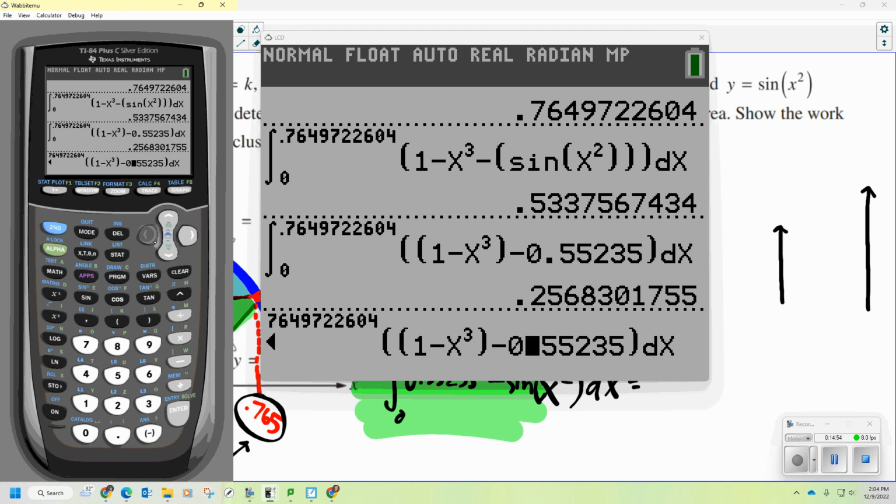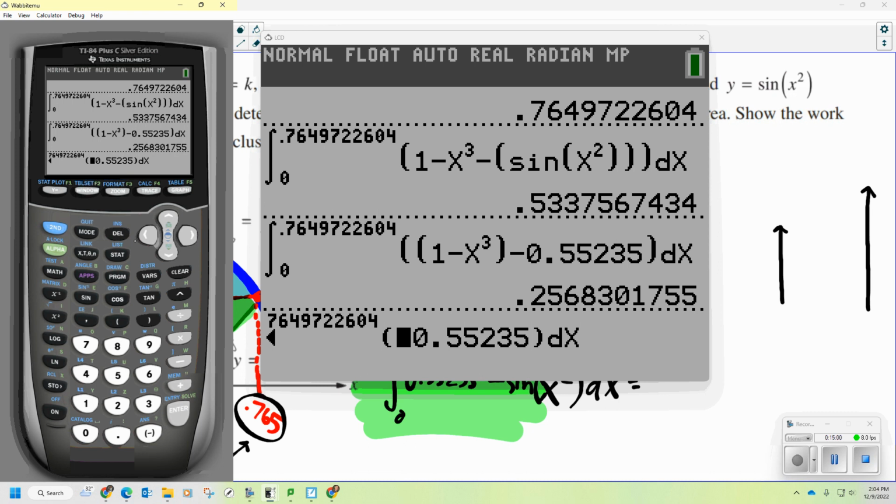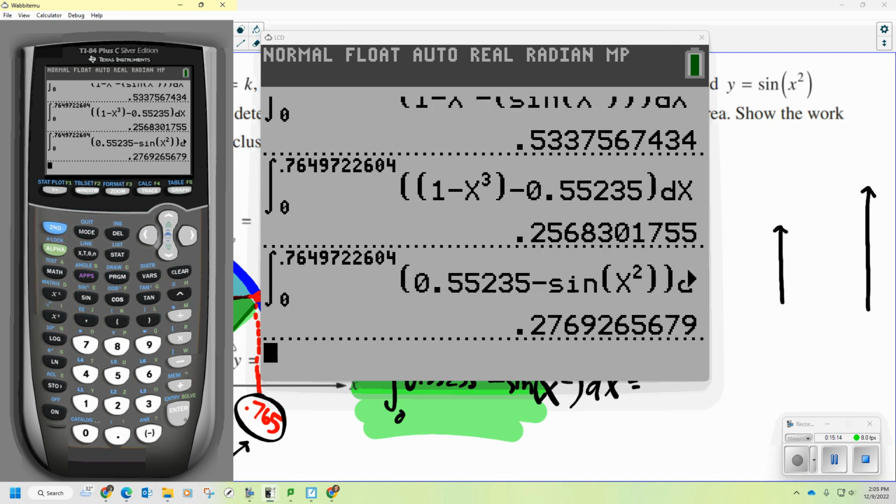I'm just going to go back here and delete these. Delete, delete, delete, delete, delete, delete, delete, delete. This is the bigger function minus the smaller function, which is the sine of x squared dx. Those are close to being the same, but those aren't the same. 0.257 and 0.277. Okay, I'm comparing these two numbers here.